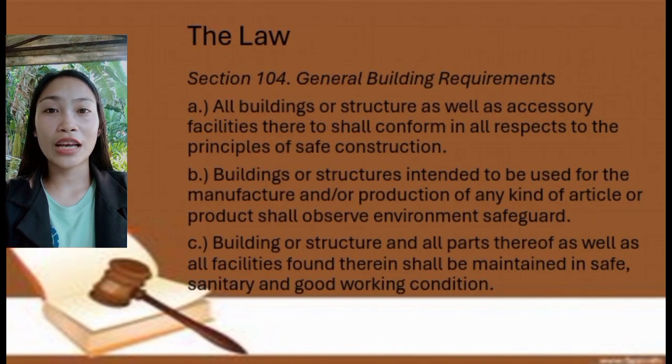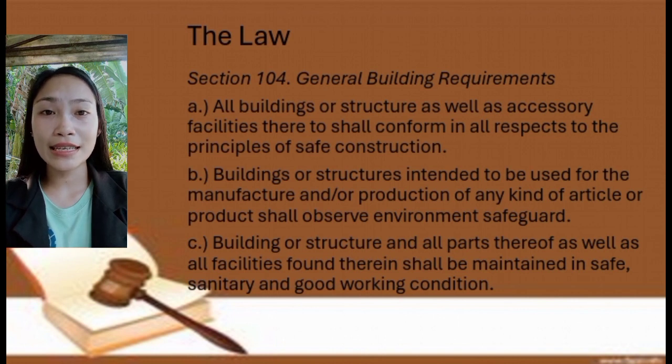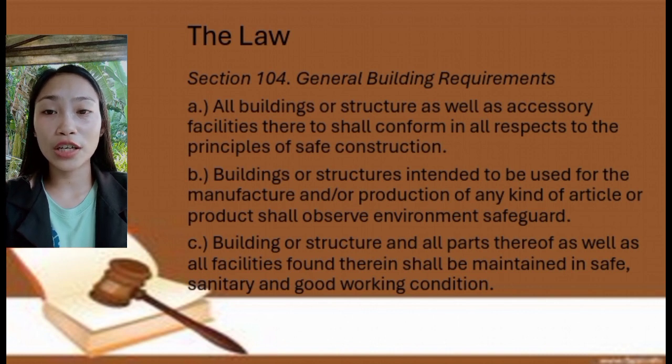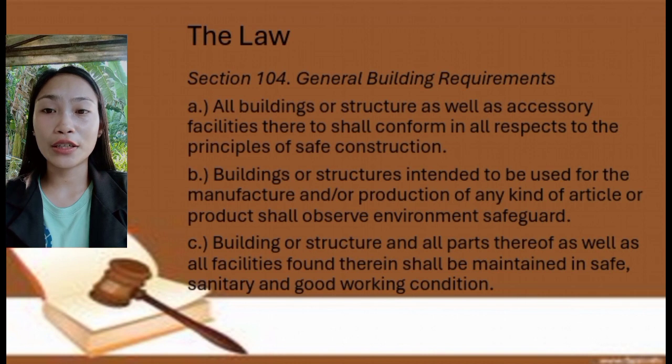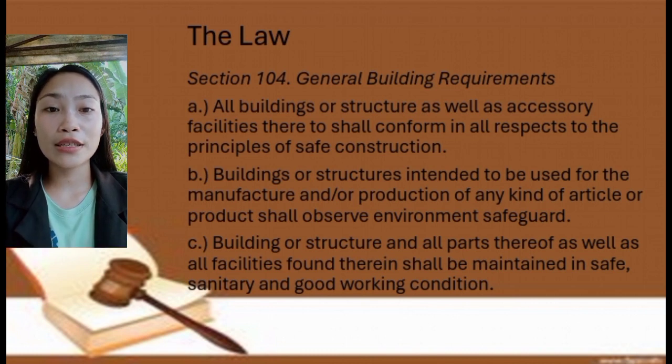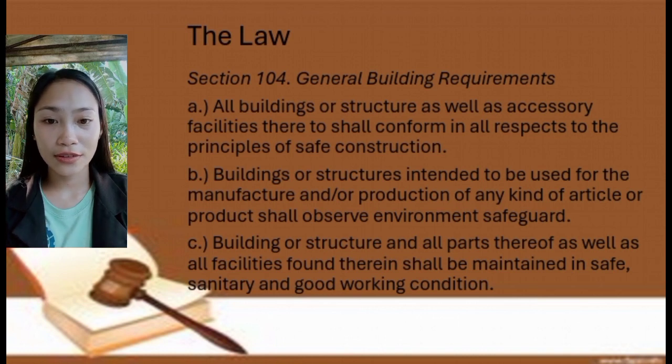The law. Section 104, General Building Requirements. First, all buildings or structures as well as accessory facilities thereto shall conform in all respects to the principles of safe construction. Then B, buildings or structures intended to be used for the manufacture or production of any kind of article or product shall observe environmental safeguards. Then we have buildings or structures and all parts thereof as well as all facilities found therein shall be maintained in safe, sanitary, and good working condition.